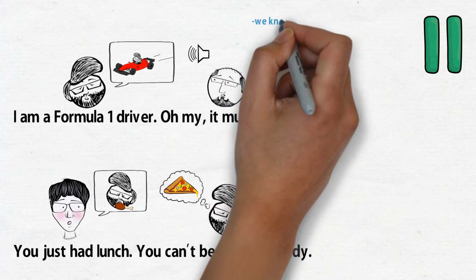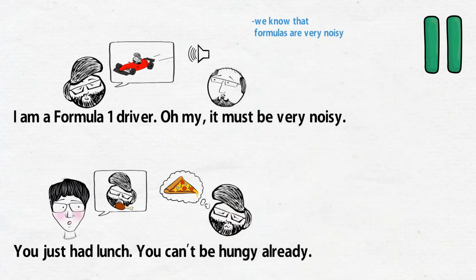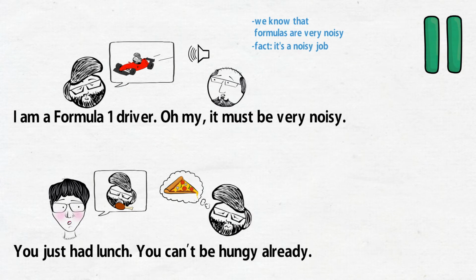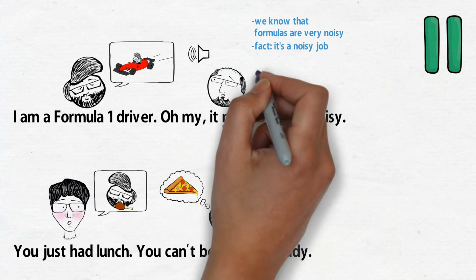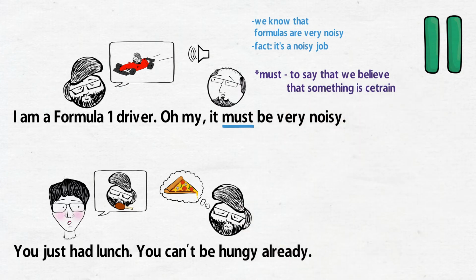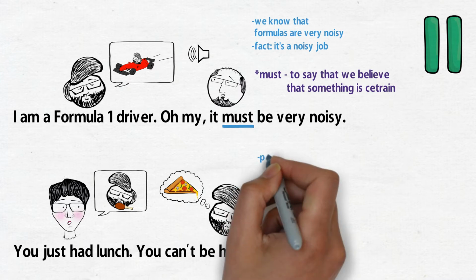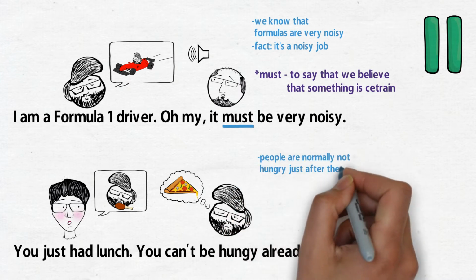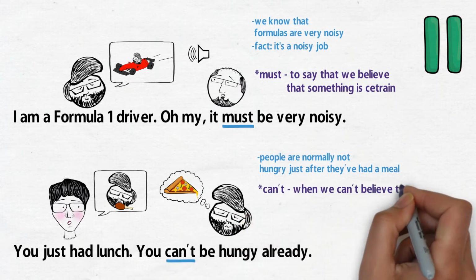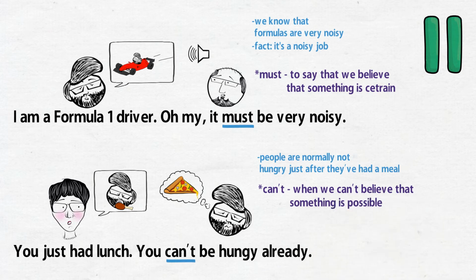In the first sentence, we know that factories are very noisy, and from that we can conclude that it's a noisy job. Therefore, we can say that we use must to say that we believe that something is certain. In the second example, we can assume that people are normally not hungry just after they've had a meal. So, we can say that we use modal verb can't when we can't believe that something is possible. Or, to put it differently, that we believe that something is impossible.